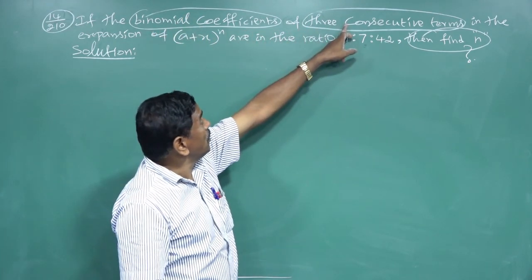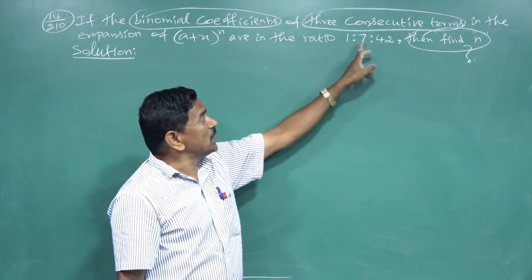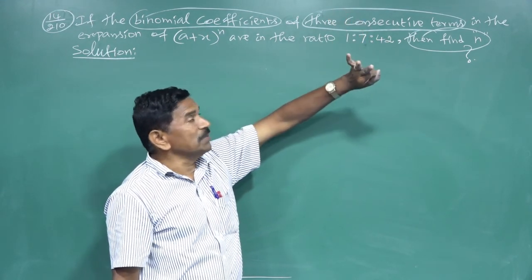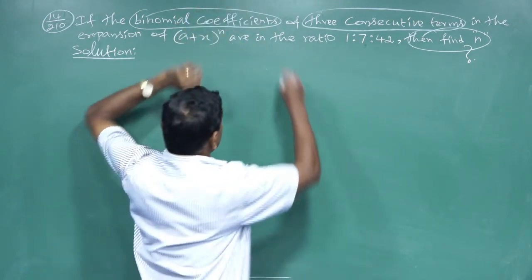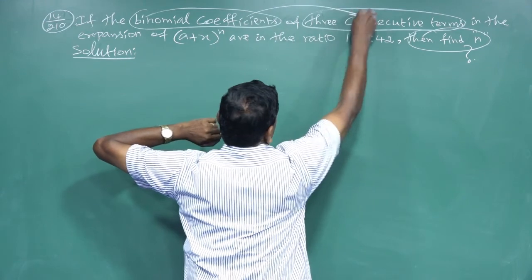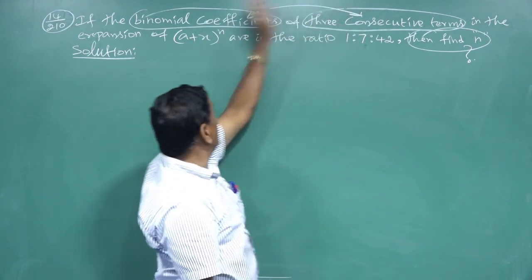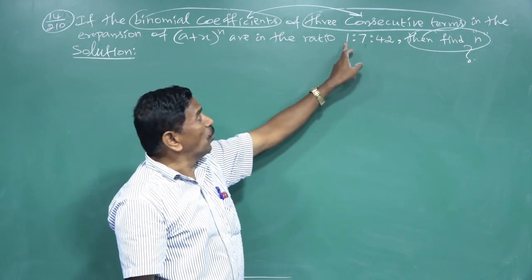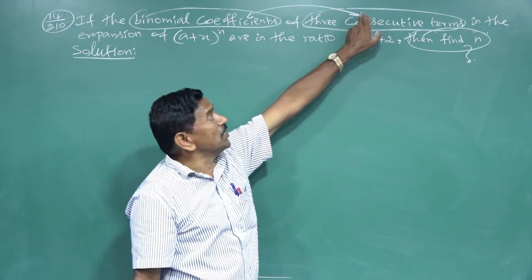The three consecutive terms in the expansion are in the ratio 1:7:42. So we need three consecutive terms, and the coefficients of, that is important, the coefficients of three consecutive terms in the expansion (a plus x) the whole power n are in the ratio 1:7:42. First of all we need three consecutive terms.